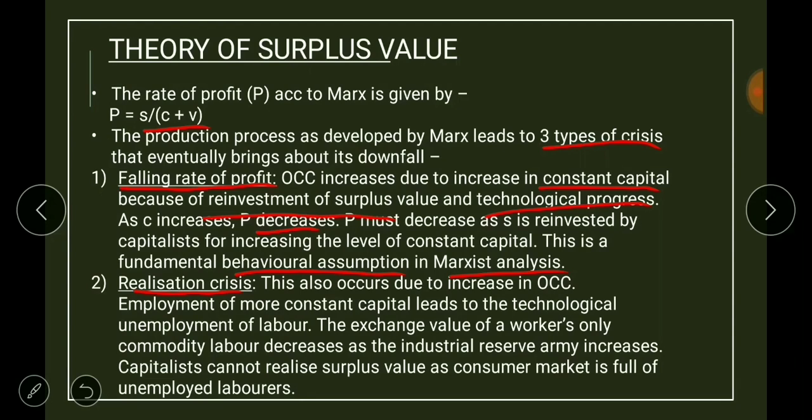Next, we have the realization crisis, which occurs also due to the increase in organic composition of capital. Employment of more constant capital leads to the technological unemployment of labor. The exchange value of a worker's only commodity, labor, decreases as the industrial reserve army increases. Capitalists cannot realize surplus value any longer as the consumer market is full of unemployed laborers.